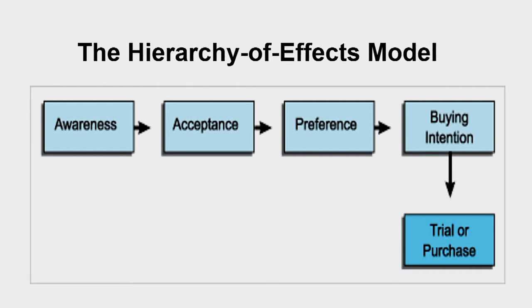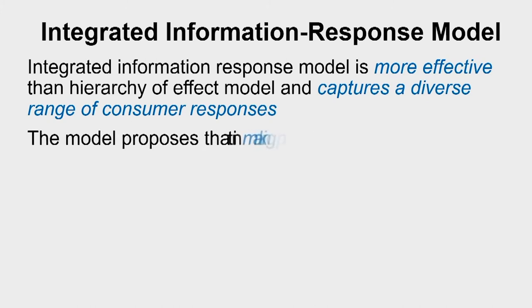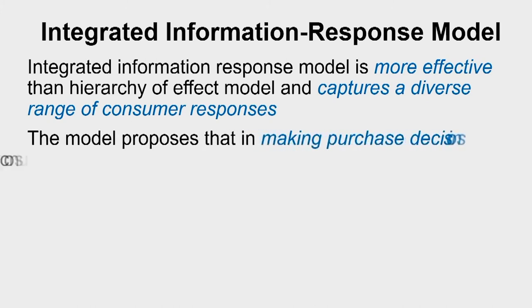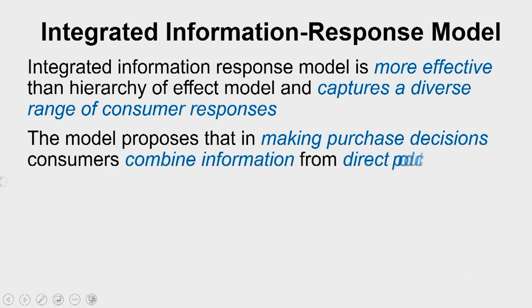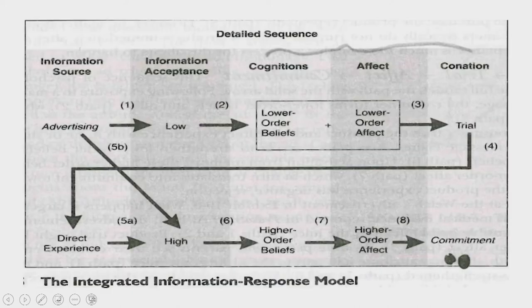In this model, we discussed what these factors are and how they affect the behavior of the consumer, or the interaction of the consumer in the marketplace. The next model of discussion was the integrated information response model. This is a better, more comprehensive model of consumer message viewing or message acceptance. What does this model really do? This is what the model looks like.